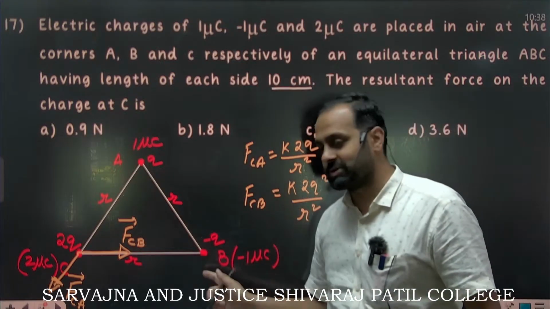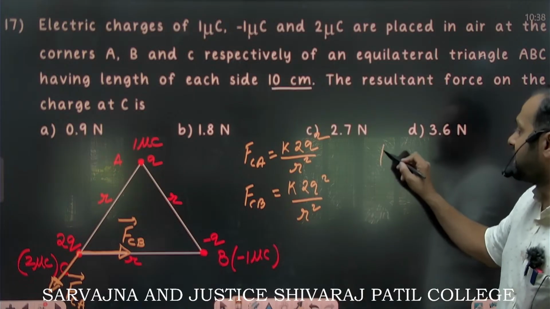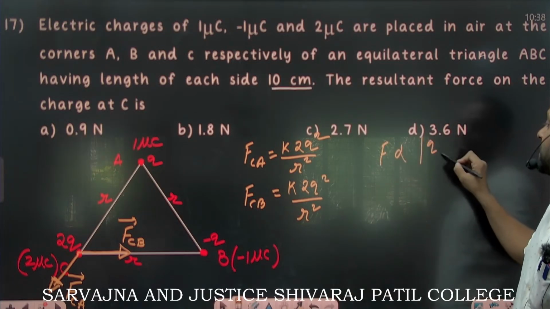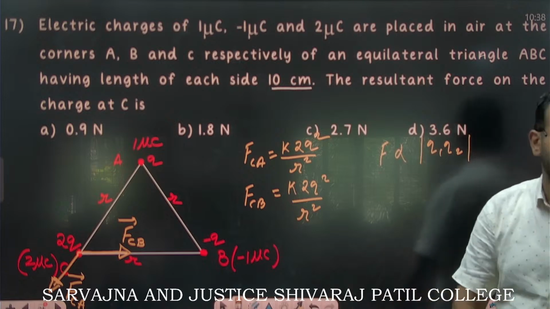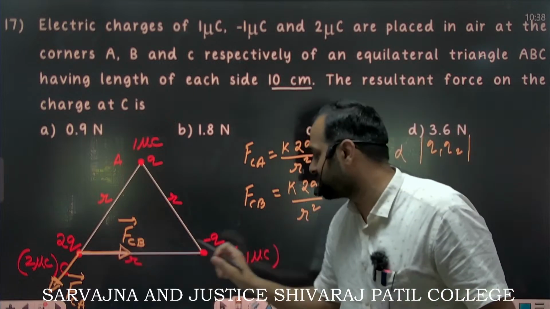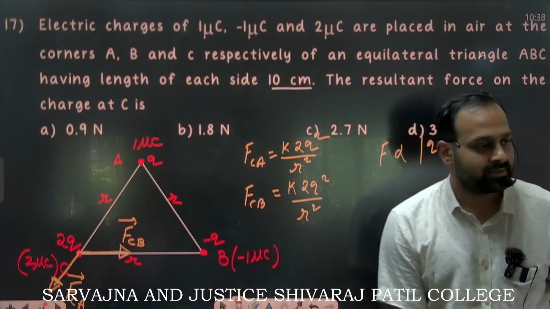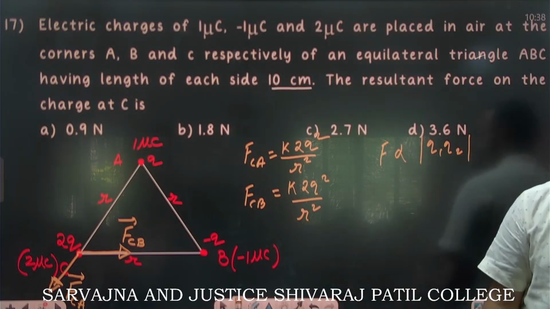This plus 2Q, minus Q, here also what does Coulomb's law say? Force is proportional to magnitude of product of charges. Magnitude of product of charges. 2Q into minus Q, if you take the magnitude, what comes? 2Q square. Okay.